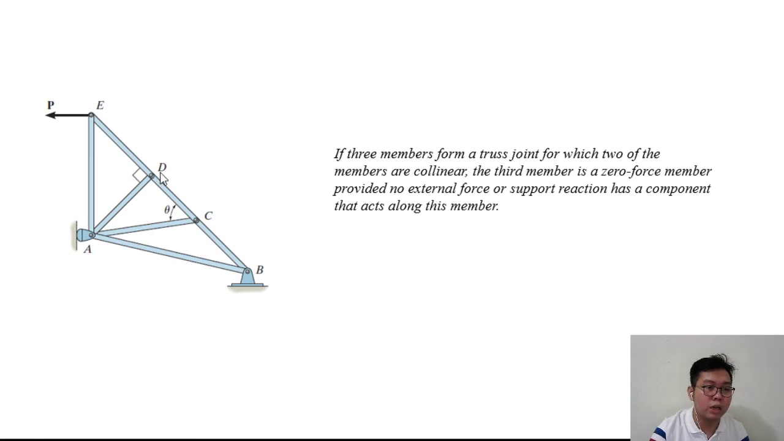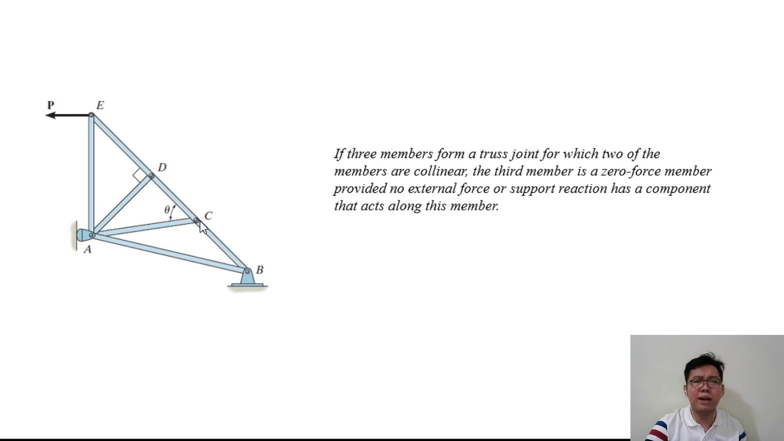And then, next is ito. For example, yung joint D. Ang joint D, tatlo yung members, no? Tama, tatlo. So, okay. Ang dalawang members, collinear. Tingnan nyo. Members DE and DC are actually collinear. Therefore, DA is a zero force member. Okay? DA is a zero force member. Likewise, tingnan nyo, DC and CB is collinear. So, CA is actually a zero force member. Kasi wala namang external force sa D and C.